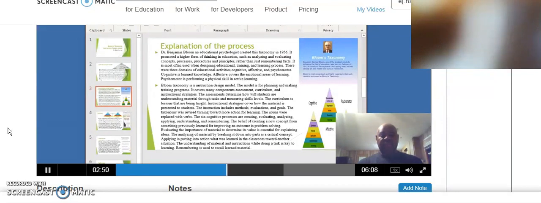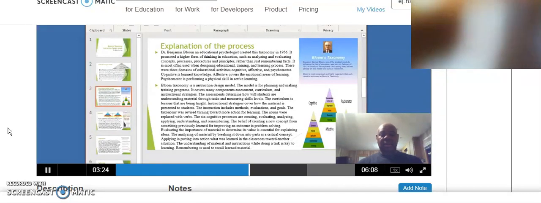The taxonomy was revised, turning toward more action for learning. The nouns were replaced with verbs. The six cognitive processes are creating, evaluating, analyzing, applying, understanding, and remembering. Creating is forming a new concept from something previously learned for improving an outcome, which is problem solving. Evaluating the importance of material to determine its value is essential for explaining ideas.